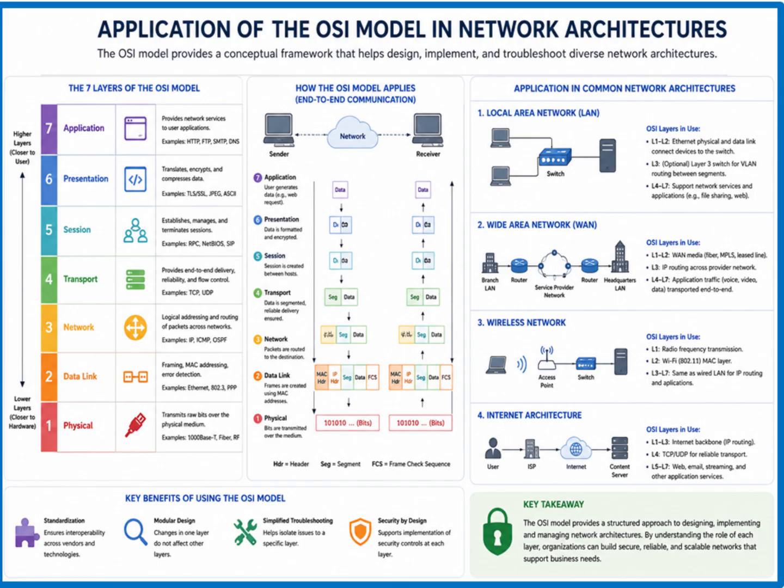Security controls can be implemented at multiple layers, including firewalls at the network layer, encryption at the presentation layer, and authentication at the application layer. The key takeaway is that understanding the OSI model helps organizations design secure, scalable, and reliable networks while giving auditors and security professionals a structured approach to analyzing communication, controls, and risks across the enterprise.